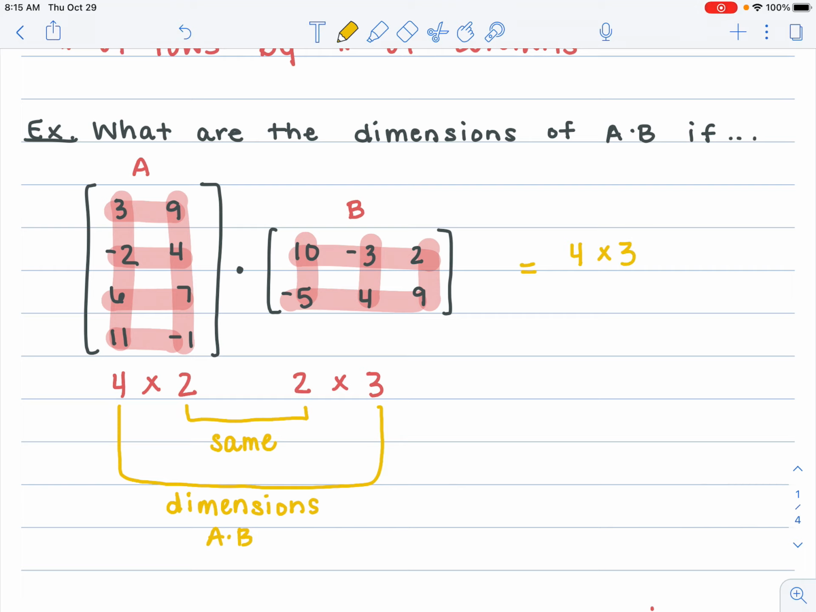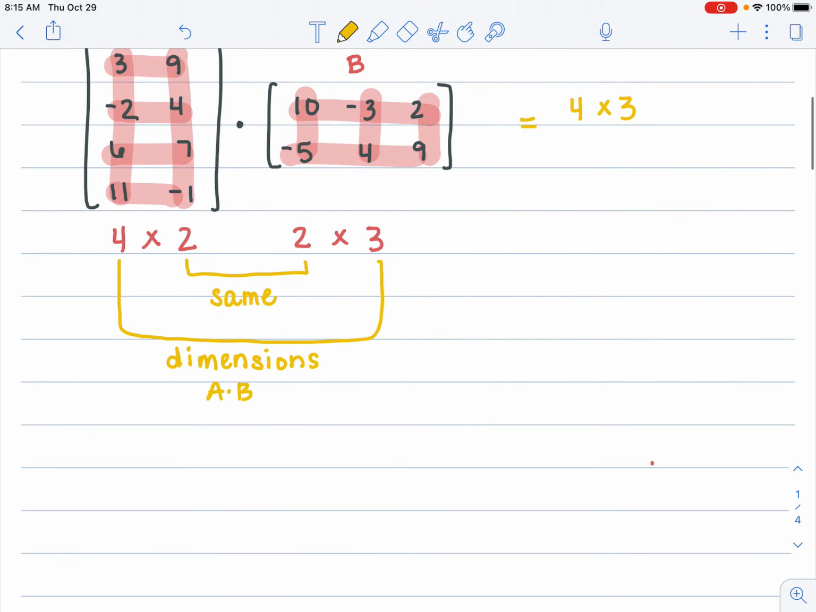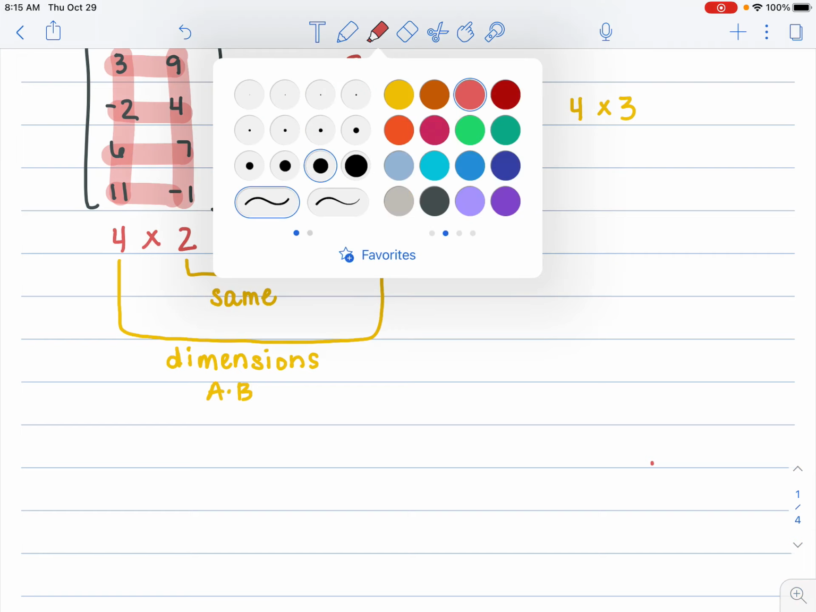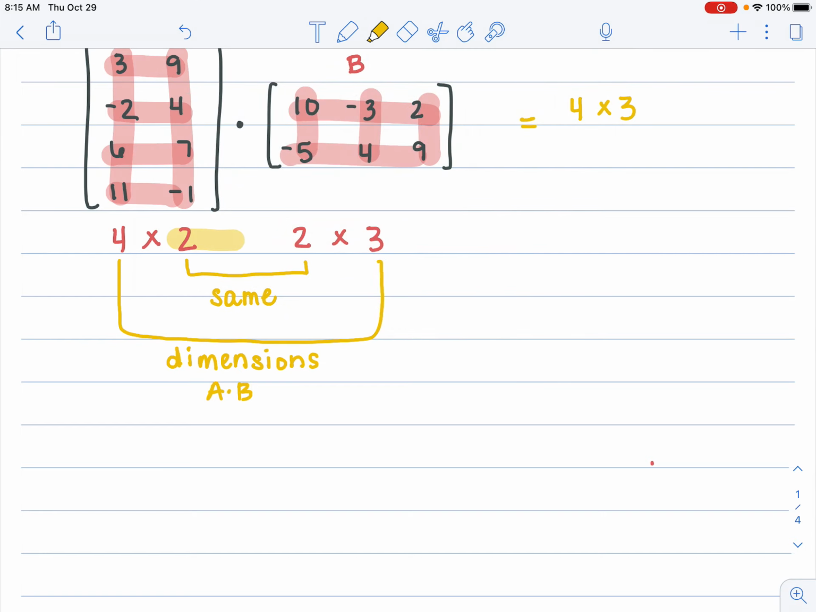So if we multiply these together, it should result in a 4 by 3 matrix, because we are going to take the rows from the first one and the columns from your second one. So we're going to have a bigger matrix here. Just to refresh, in order to do multiplication, the number of columns from the first one has to be the same as the number of rows. So I'll write that out for you here.